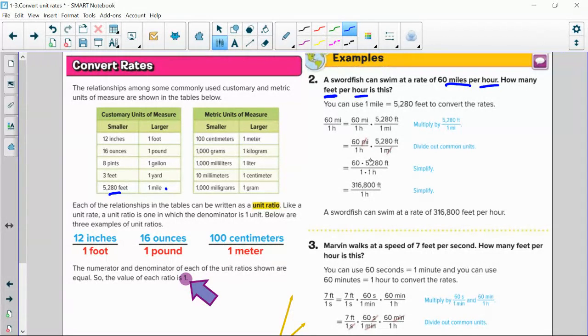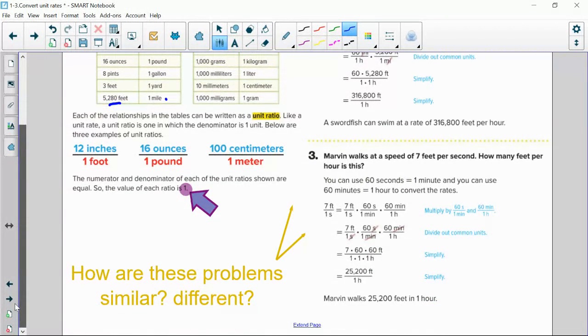We cross them out. Then we can actually take our 60 times our 5,280 feet, and 1 times 1 makes 1. So that gives us how many feet we go per hour. So a swordfish can swim at a rate of 316,800 feet per hour. Okay, it can look complicated, but if you take it step by step, it isn't that difficult, and you can use this table to help you if you do not know these units already. Okay, so you're given everything you need.